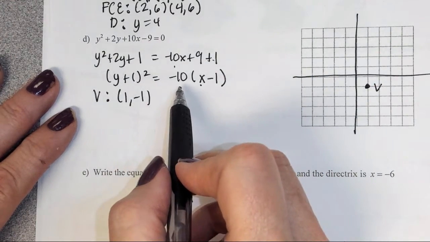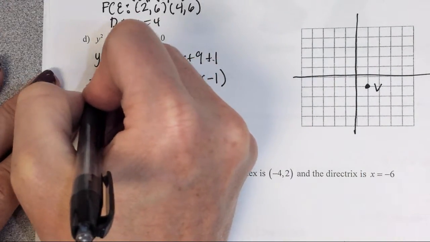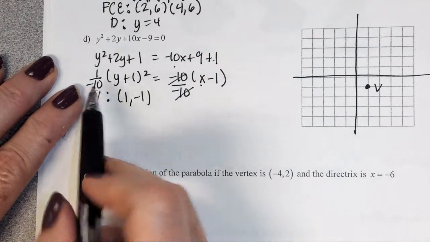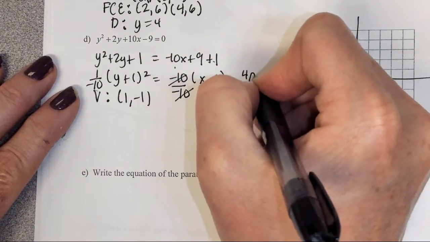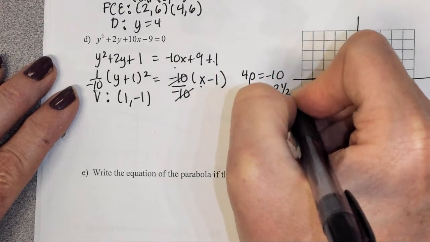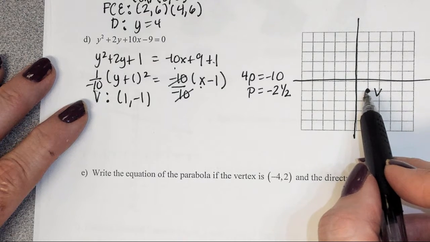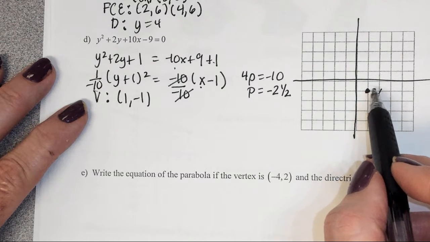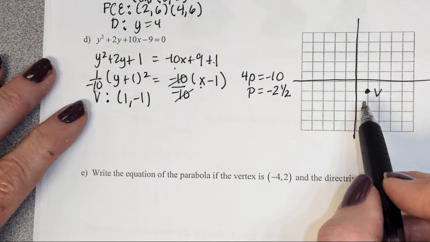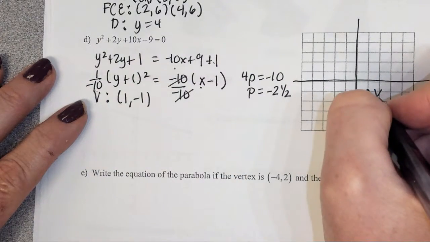Okay, now I need to get it into that form, so I'm going to have to divide by negative 10. And so then right here is going to be 4p. So 4p is going to be negative 10, so p is going to be negative 2.5. Right, so that means that to find my focus, which way am I going to go on my focus? Up, down, right, or left? Left, because this is going to open to the left with y getting squared.